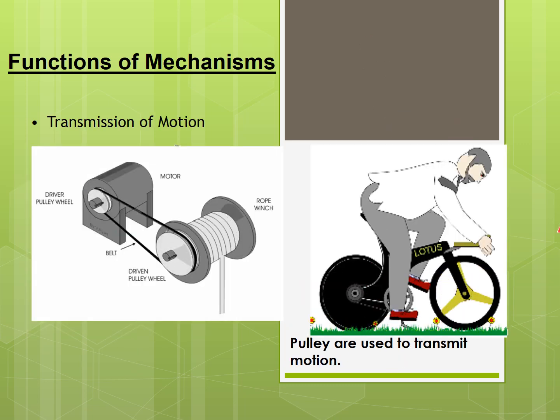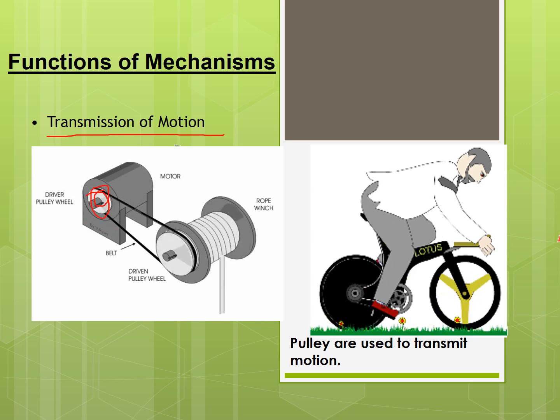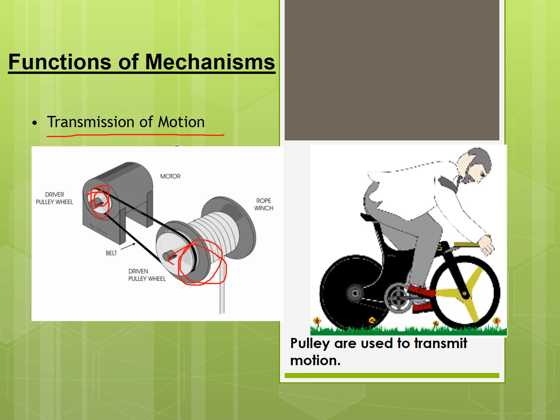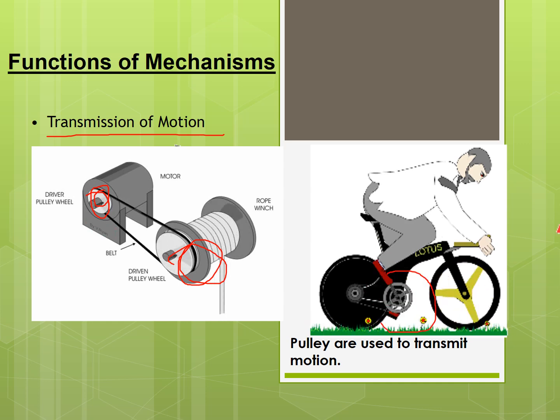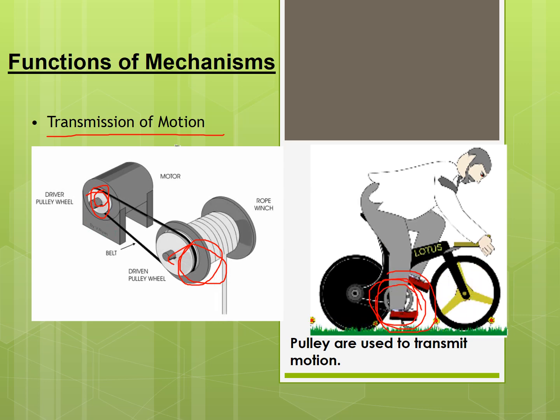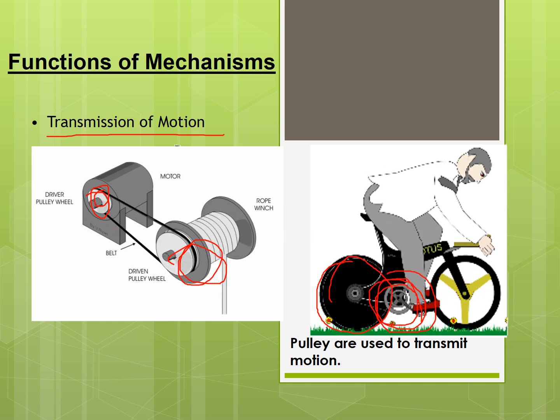Next, we look into the third function of the mechanism, which is its ability to transmit motion, meaning that you put your input down here, and the movement ends up at the other side. There is a transmission of motion. Similarly, if you look at this person pedaling down here, the input movement is at the pedal, but the movement ends up at the wheel, which in turn moves the whole bicycle. So there is a transmission of motion from the pedal to the rear wheel.